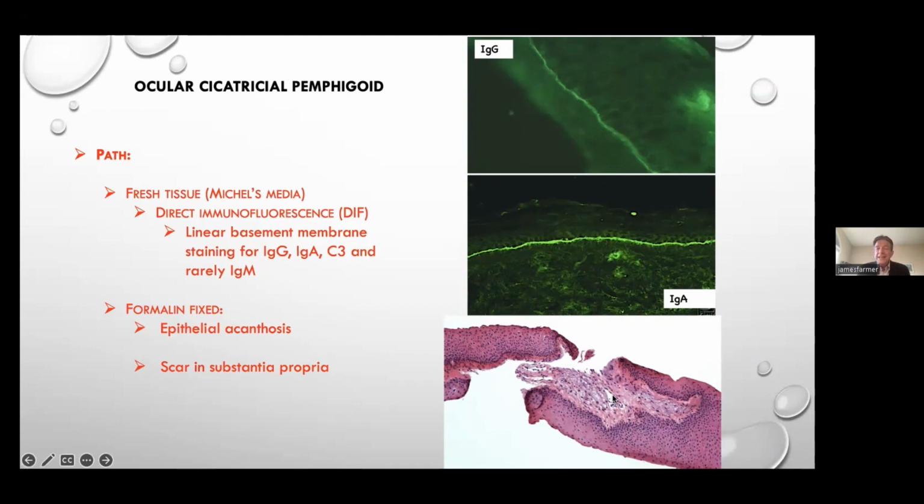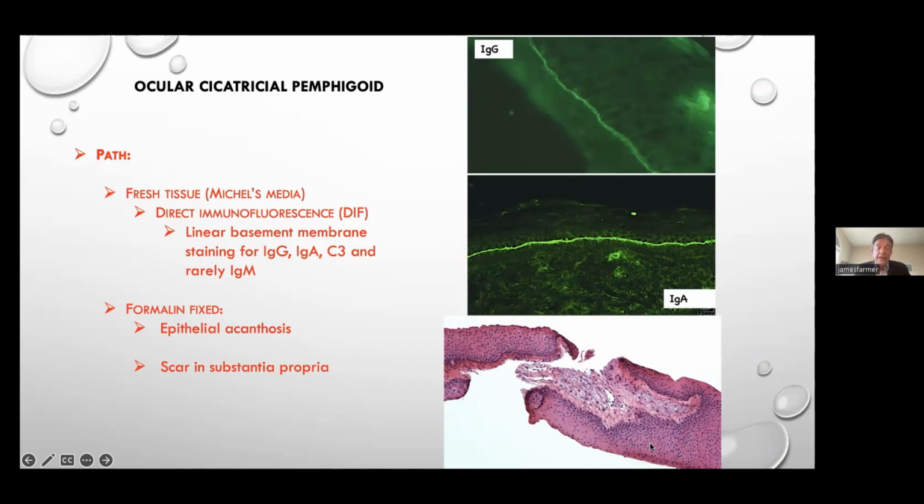with what we see in the adjacent conjunctiva, which is a fibrovascular scar. It's rare, interestingly, even with active disease, to see a blister, because it is a blistering disorder, but instead we see this fibrovascular scar and this very acanthotic, squamatized conjunctival epithelium with a loss of goblet cells.